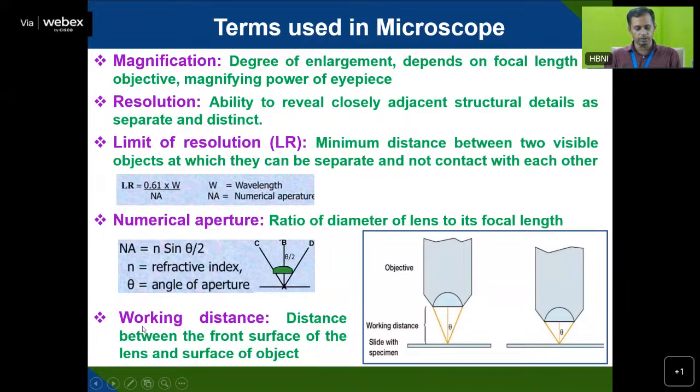Another terminology that comes here is working distance. Working distance means the distance between the front surface of the lens and the surface of the object. You can see in the left image here, the sample specimen is here and your microscope is here. This is the working distance. So this distance from the front surface of the lens to the object is the working distance. By varying the working distance, you can focus or defocus and get the image easily.